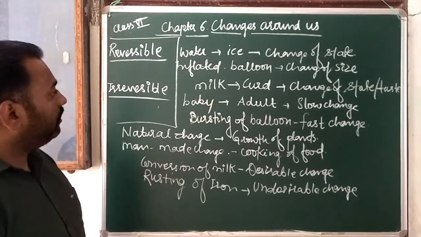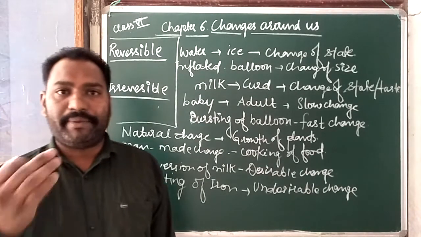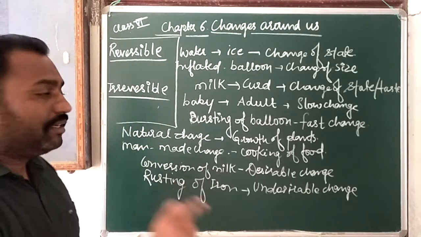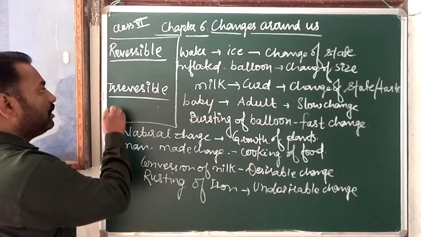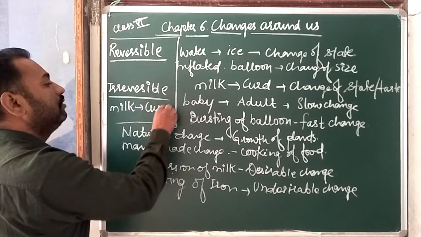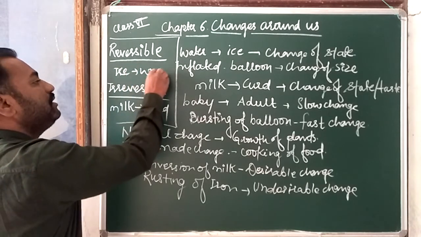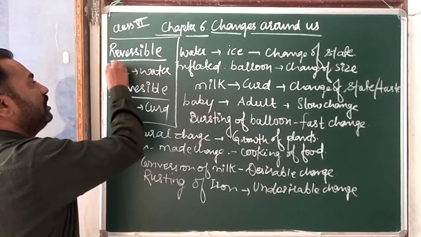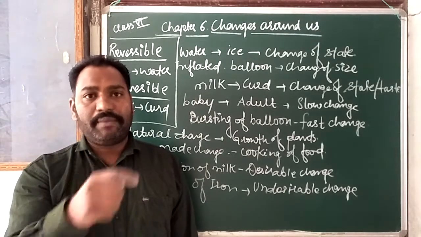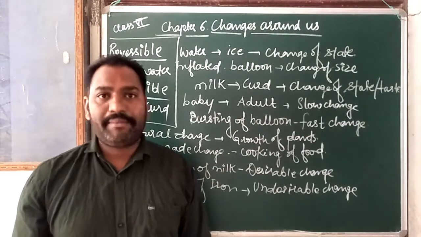But what is the irreversible nature? It means once the curd is formed from that particular milk, we cannot get the milk back from that curd. So milk to curd is irreversible, and ice to water is a reversible change. Sometimes we also have to tell that reversible change is a type of physical change, and irreversible is like a chemical change.